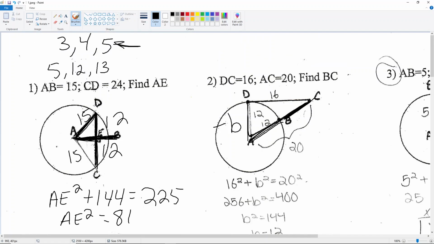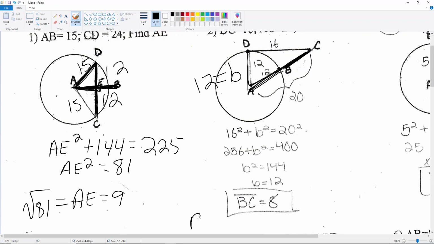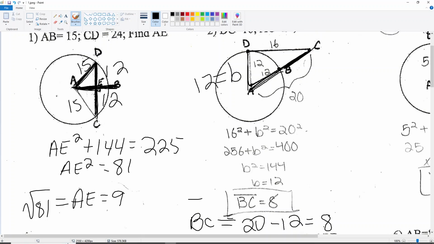So if B is 12, and if you want to show all your work, BC equals 20, which is CA, minus 12, which is AB, equals 8. So there you go.